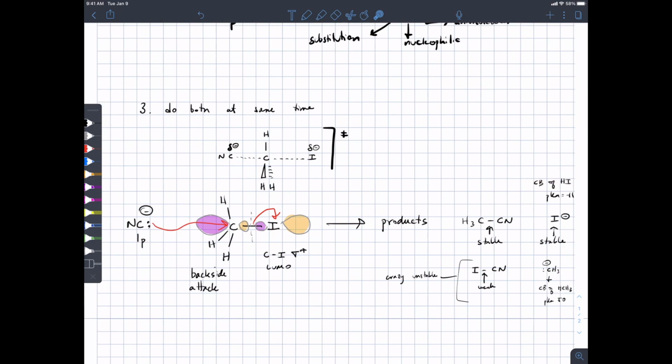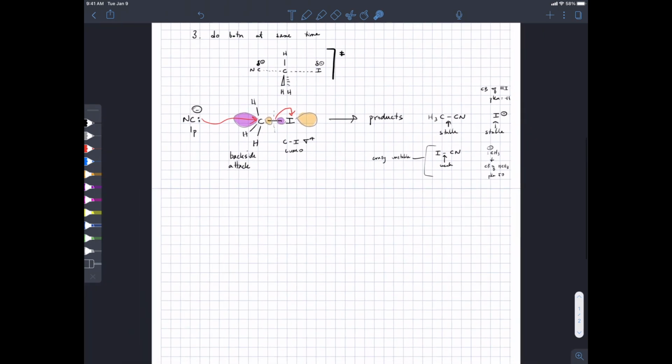Are there cases where the pKa's are closer together, like those two pKa's of HI versus methane? Oh, so are there cases where it might be more ambiguous if the leaving group were something else? I can't think of any. Certainly not in chapters 7 and 8. Others?